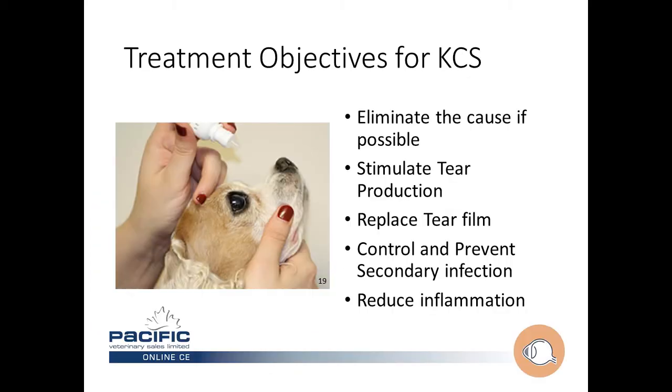Treatment objectives for KCS start with eliminating the cause if possible. Stimulate the tear production, replace the tear film, control and prevent secondary infection, and reduce the inflammation.